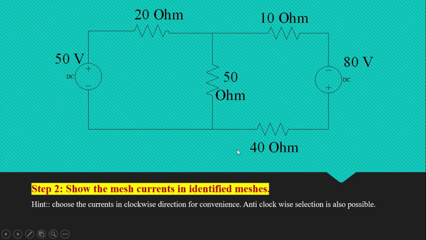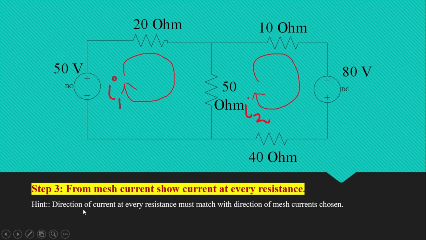In step 2, show the mesh current in the identified meshes. As we have seen, we have two meshes, so in the next step we will show the current in mesh 1 and the current in mesh 2. We can choose the current direction either clockwise or anti-clockwise. Both are possible, but I am taking the flow of current as clockwise.